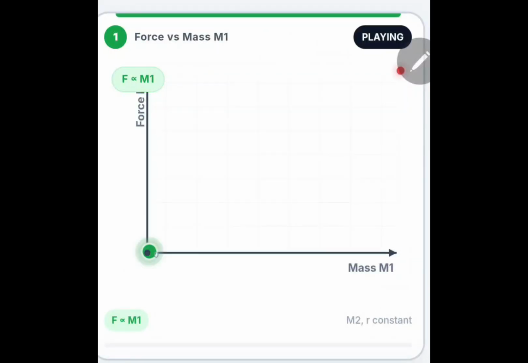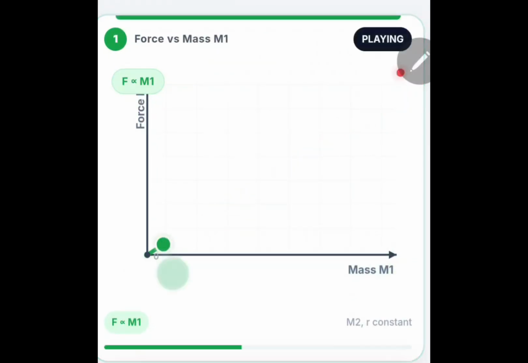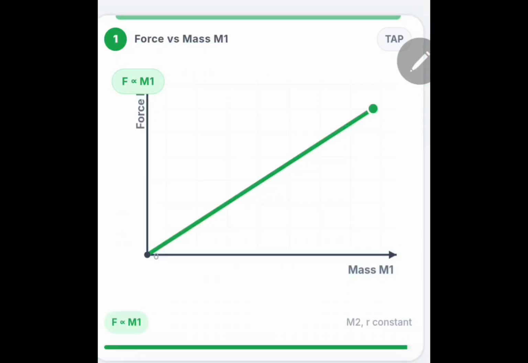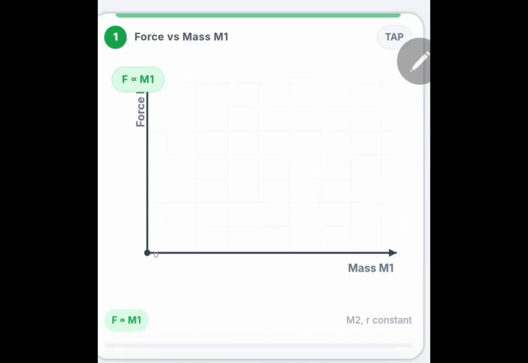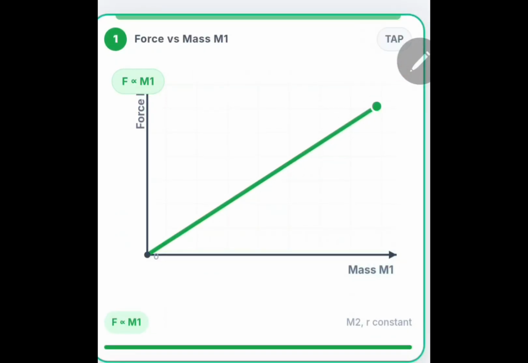Graph 1, force vs mass m1. Let's begin with the first graph. Here, the distance r and the second mass m2 are kept constant. As mass m1 increases, the gravitational force also increases in the same proportion. That's why we get a straight line passing through the origin. This tells us that force is directly proportional to m1.